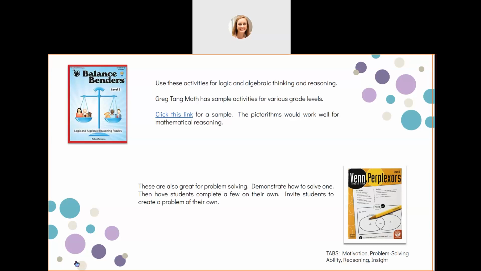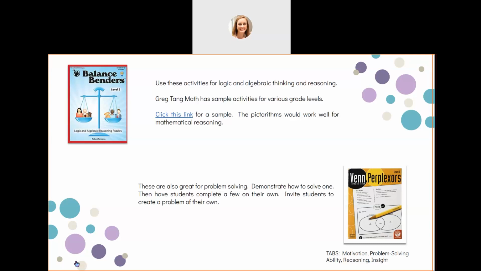Also, the Venn perplexers, which come from Mindware, are great for problem solving. These are challenging, so you would definitely need to demonstrate how to solve one for kids and then have them complete a few on their own, and then invite them to see if they can create their own Venn perplexer and see if another student can solve it or see if you can solve it to make sure that it makes sense.